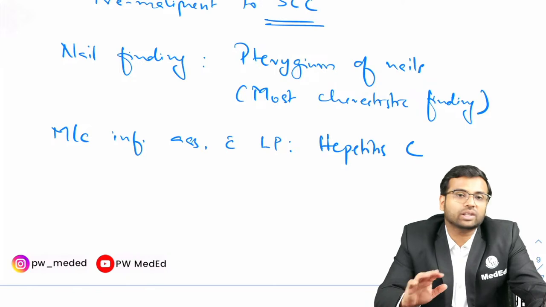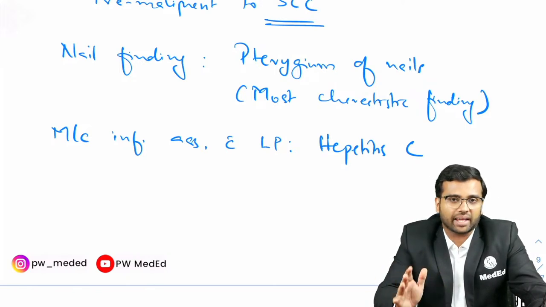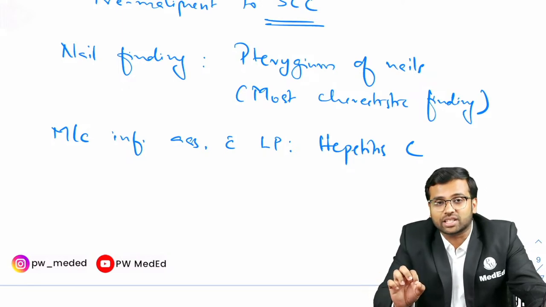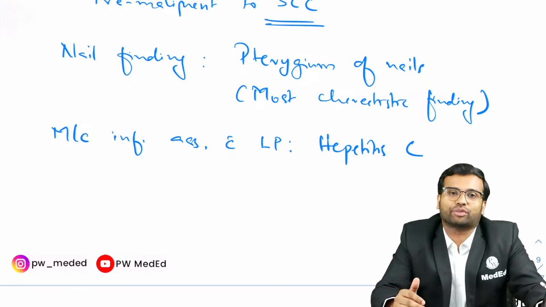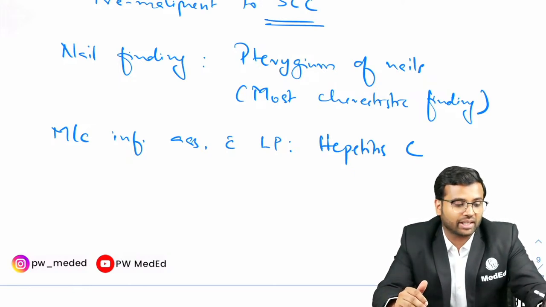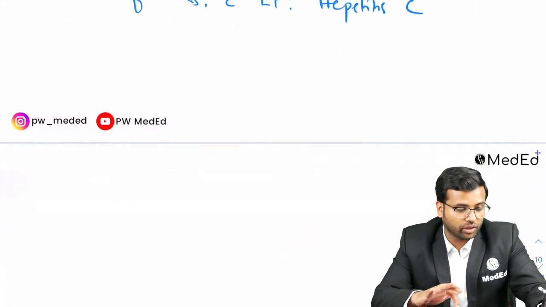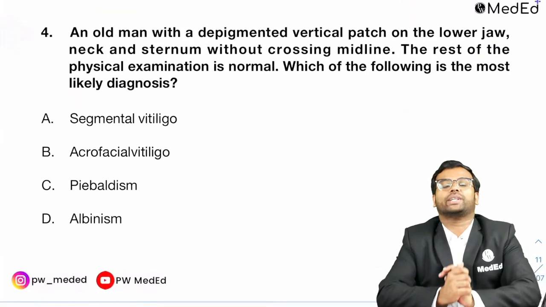As you have mentioned in the chat box, onycholysis. Yes, there are multiple nail findings that can be seen in lichen planus, especially thinning of the nails and twenty nail dystrophy. Pup-tenting of the nails is one of the findings. But here, the most characteristic one would be pterygium. Very good, Raj is again answering hepatitis C. So now let's move to the next question.